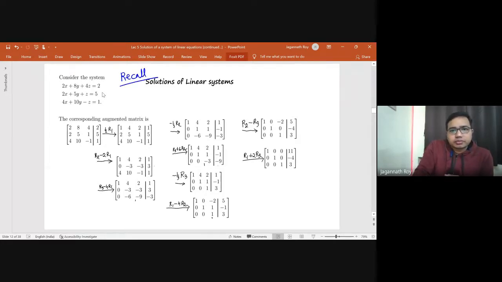the solution of a linear system. So here we will have a unique solution. Okay, so this is kind of RREF.